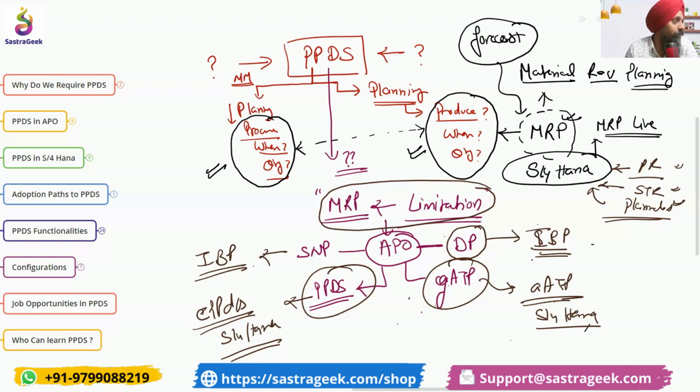If you know, quickly mention it in the chat. Anyone know the scenarios where MRP does not support? You can try to put your answer in the chat. And if you don't know, put NI. Constraint-based planning. Okay, very good. Lead time scheduling. Finite planning. Very good. Anyone else?